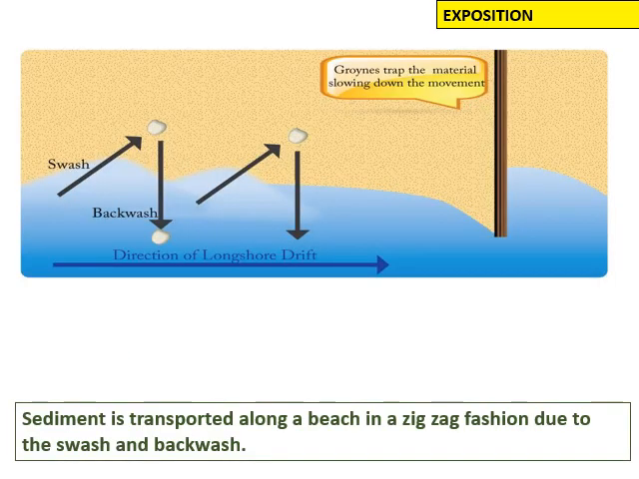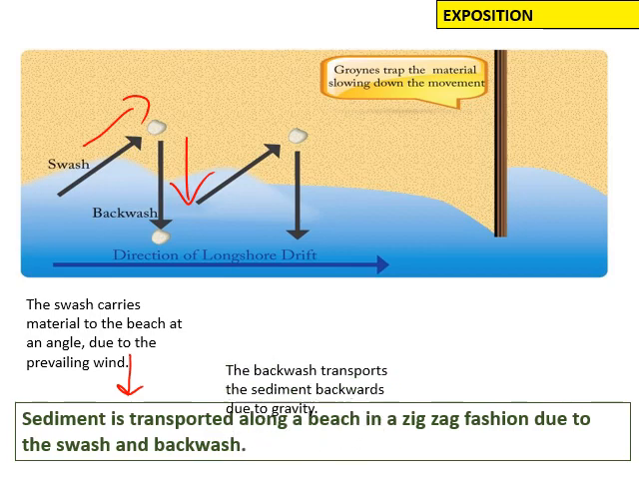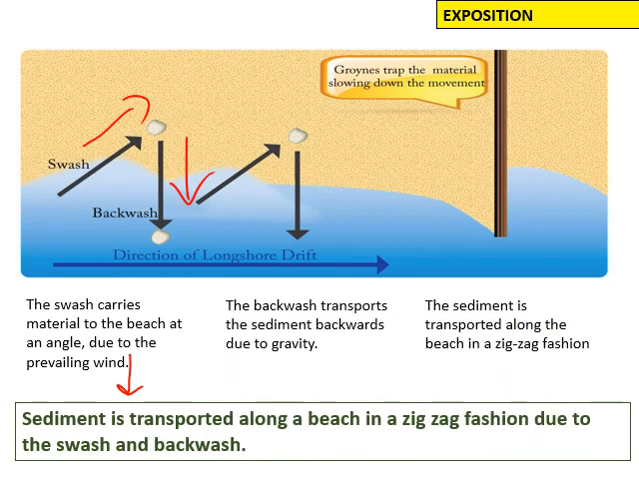Okay, so down here we've got a definition. Sediment is transported along a beach in a zigzag fashion due to the swash and backwash. And remember, the swash is at an angle due to prevailing wind, and the backwash in a straight line due to gravity. You may want to pause just to read through this.